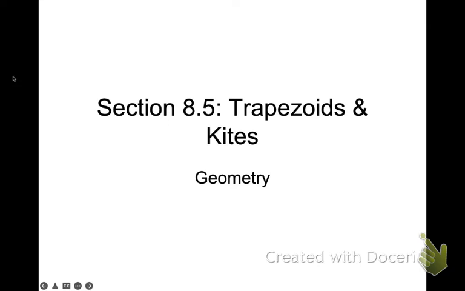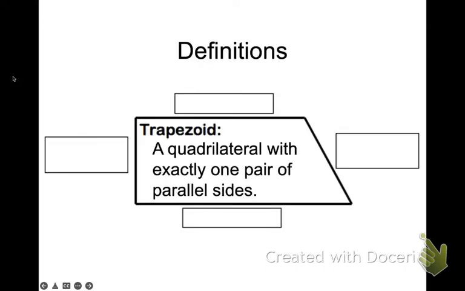So now we're going to move away from parallelograms because there are other quadrilaterals that do not fall underneath the parallelogram category, and those would be the trapezoids and the kites. So what is a trapezoid? A trapezoid is a quadrilateral with exactly one pair of parallel sides. So a parallelogram had two pairs. A trapezoid now only has one pair of parallel sides.